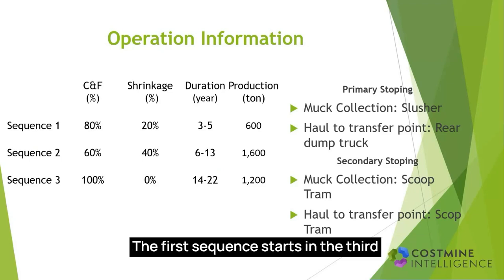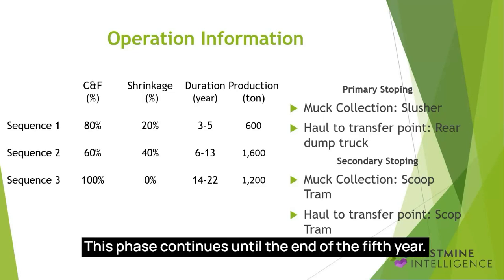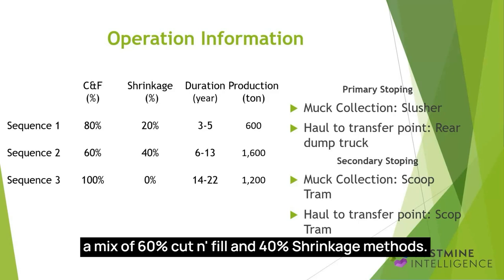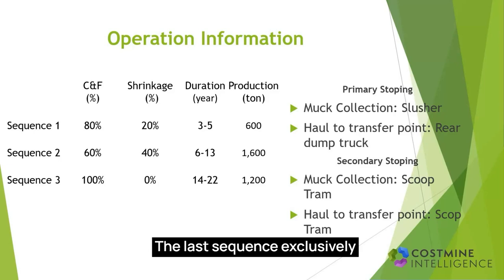The first sequence starts in the 3rd year and combines cut and fill with 80% and shrinkage with 20% mining methods. This phase continues until the end of the 5th year. The second sequence begins in the 6th year with a mix of 60% cut and fill and 40% shrinkage methods. The last sequence exclusively uses the cut and fill method.